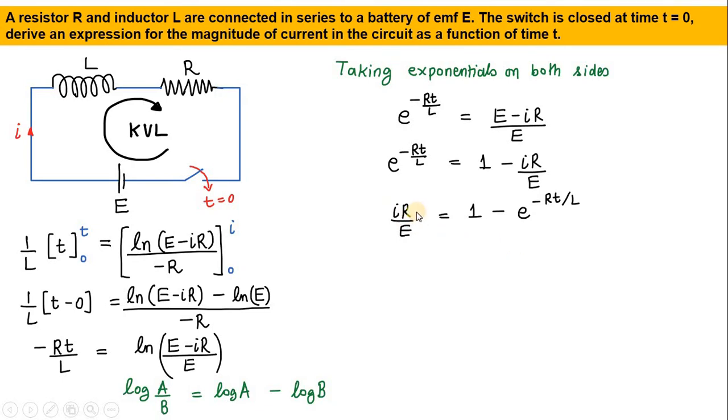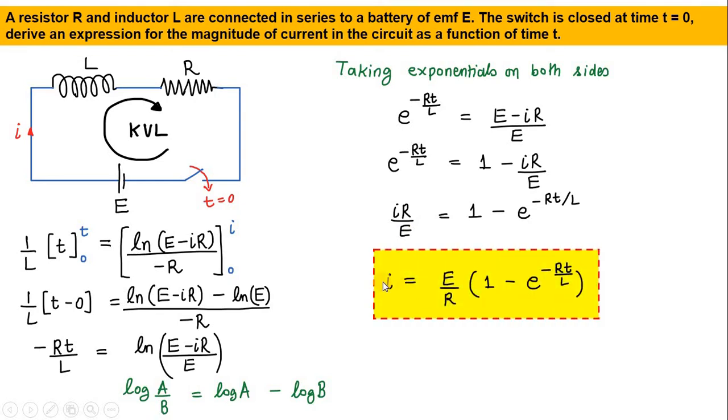Then we want to find out the current I. So multiply E by R on the other side. We'll get current I is equal to E by R into 1 minus e power minus RT by L. So this is the final answer. This is the answer of this question.